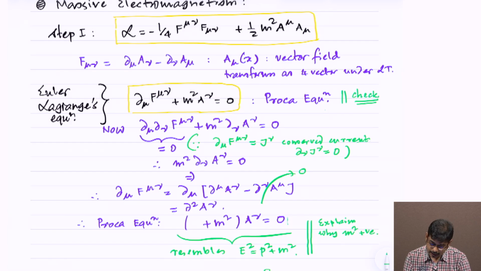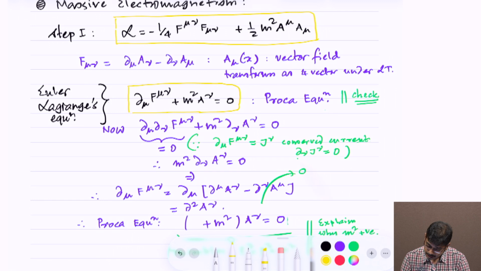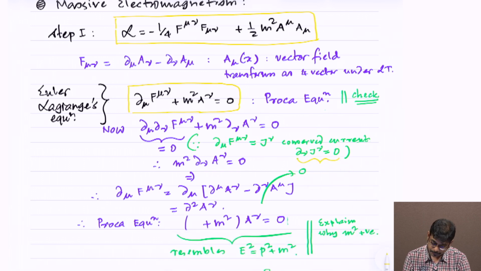Now, let us take another derivative. So, let us write del nu of F mu nu plus m square del nu A nu equal to 0. Now, the point is that del mu F mu nu, that is actually J nu, and that is the conserved current. So, when you take another del nu on top of that, del nu J nu is going to be equal to 0. So, the first term of this is actually going to vanish.